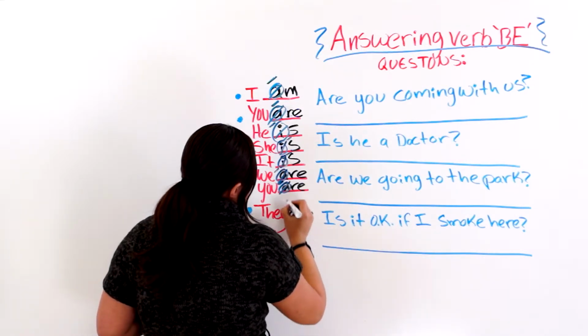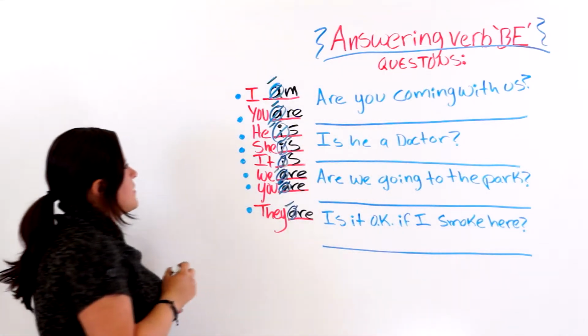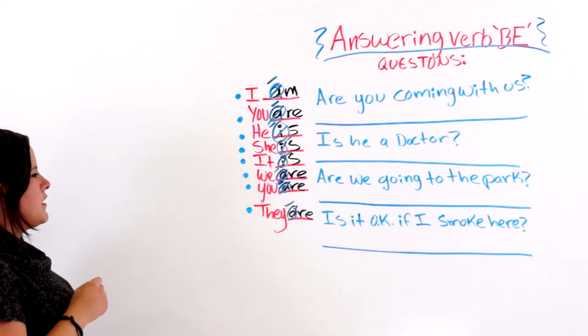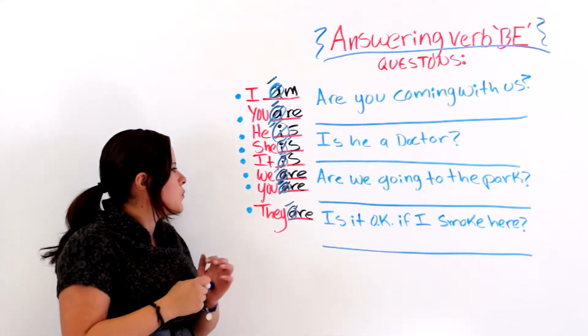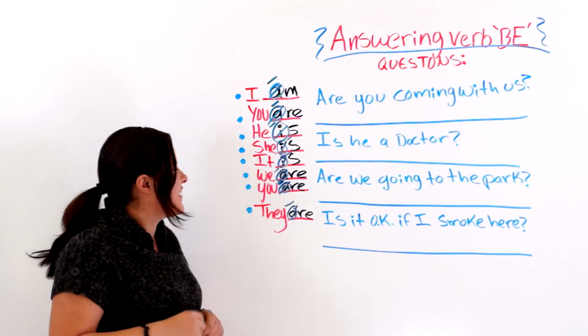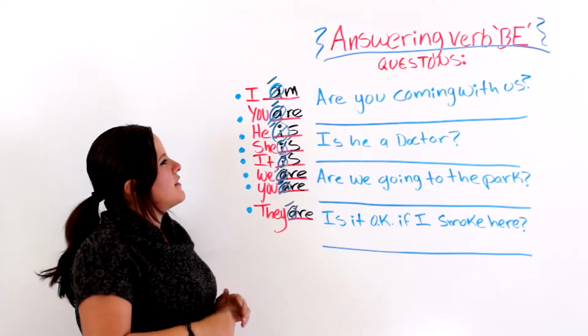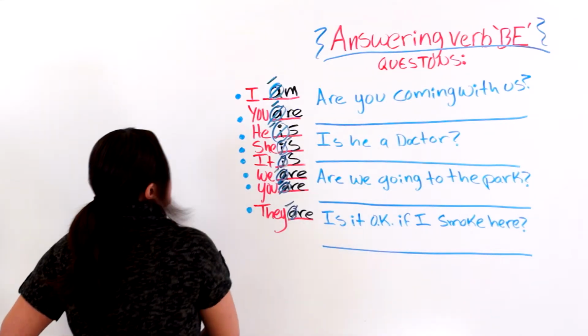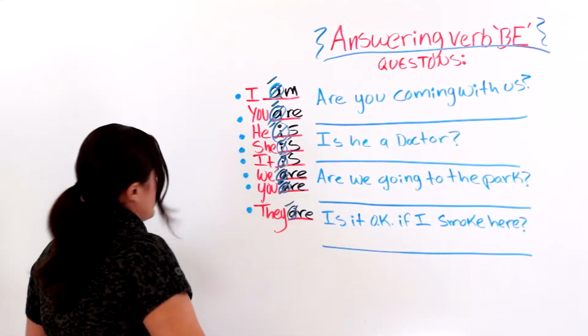And again, okay? That's how you contract them. I'm, you're, he's, she's, it's, we're, they're, okay? Anyways, let's begin with the questions. Now that we have all of this figured out, let's start.